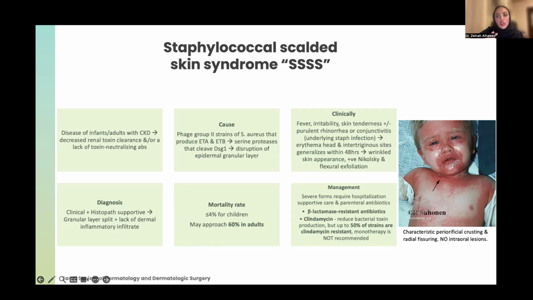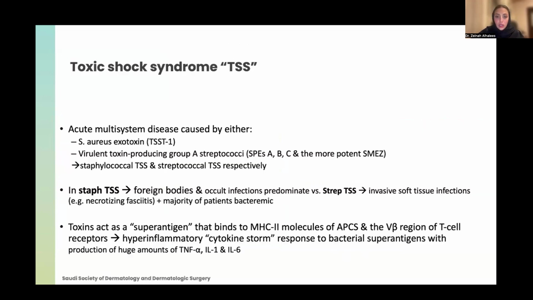However, in adults, it's actually a bad disease. So your mortality can reach up to 60% in adults. Management, obviously, severe forms require hospitalization and supportive care plus antibiotics. So usually beta-lactamase resistant antibiotics. You can also use clindamycin with your beta-lactamase resistant antibiotics to reduce the bacterial toxin production itself. So they're often combined, but up to 50% of strains can actually be clindamycin resistant. So you just need to know that. So monotherapy is not recommended. It's usually added to your beta-lactamase resistant antibiotics.